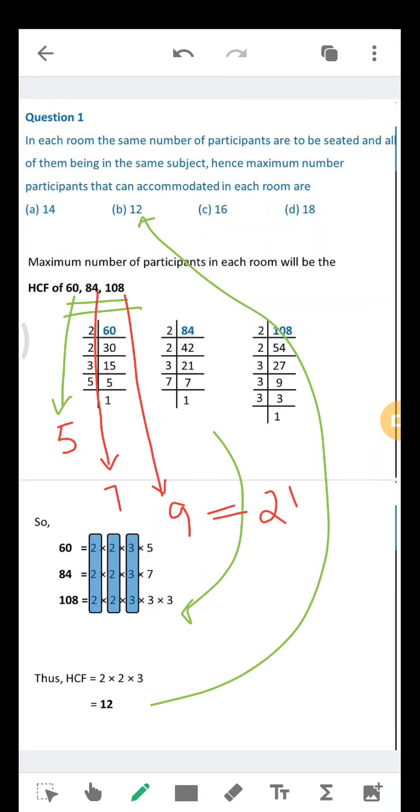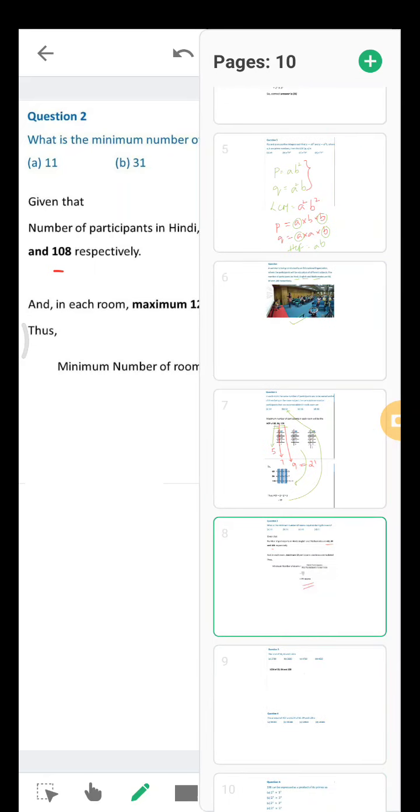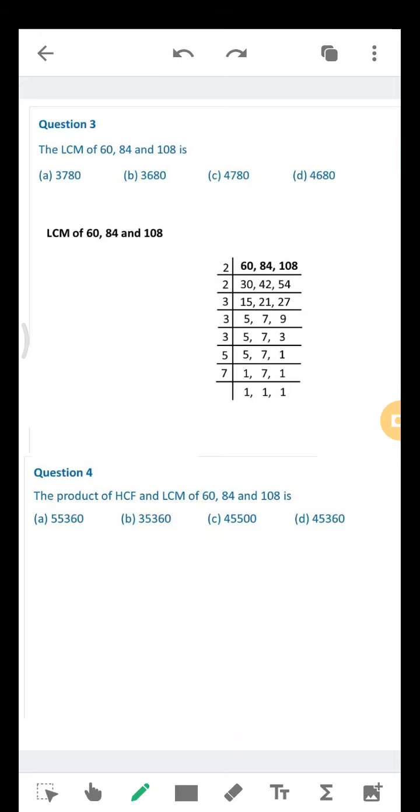21 rooms. These are called case based questions. So any question from any chapter can be put in the form of a case based question. So you must be thorough in each and every concept, each and every question of the textbook. Then different questions will be asked. LCM of 60, 84 and 108. You know how to find LCM. Find the LCM and take the correct answer. Keep a rough book with you when you are writing the exam.